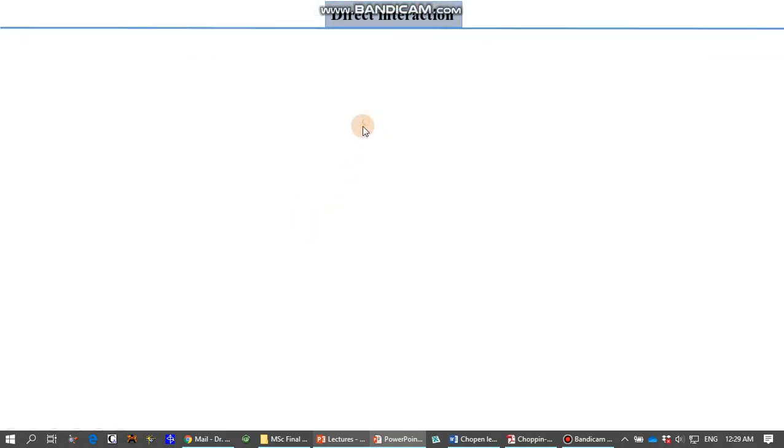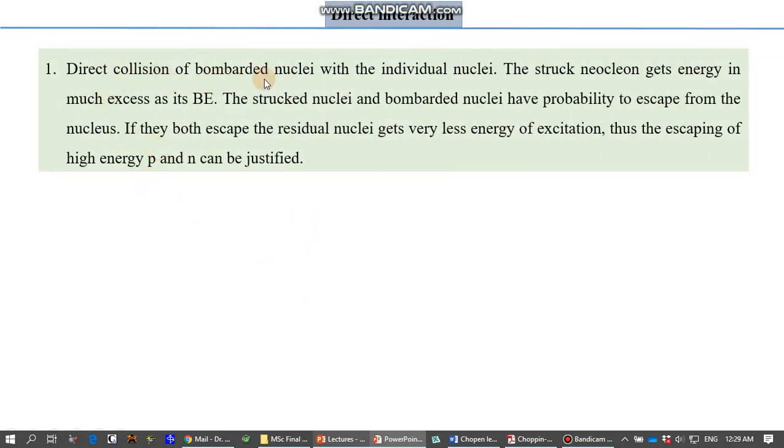Now, in the first step, what happens? Direct collision of the bombarding particle with individual nucleons. For example, inside the nucleus there are many neutrons and protons. So the bombarded particle, whether it is a proton, neutron, or any other heavier particle, interacts directly with an individual nucleon. It interacts with a single neutron or proton inside the nucleus. And what happens? Whenever it interacts with an individual nucleon, that nucleon is struck out of the nucleus.